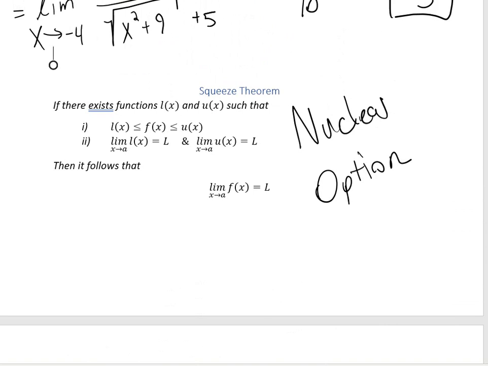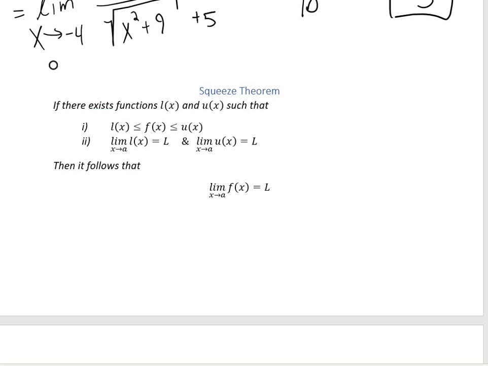Okay, so here is what the squeeze theorem says. It says, if there exists two functions, one called L of x, one called U of x, and one is below our function and the other one's above our function, and they both have the same limit, then it follows that our middle function will also have that limit. Here's what that looks like.